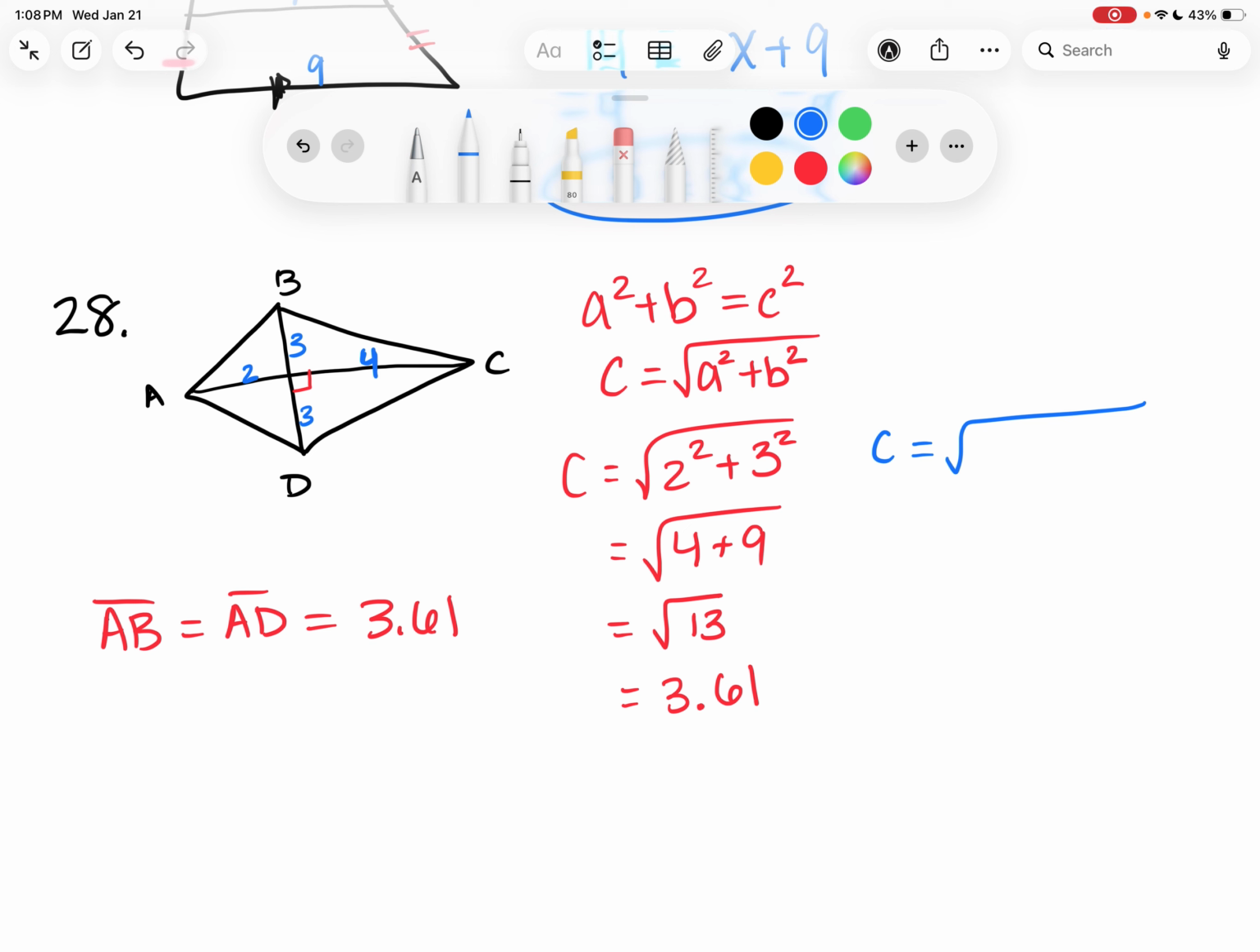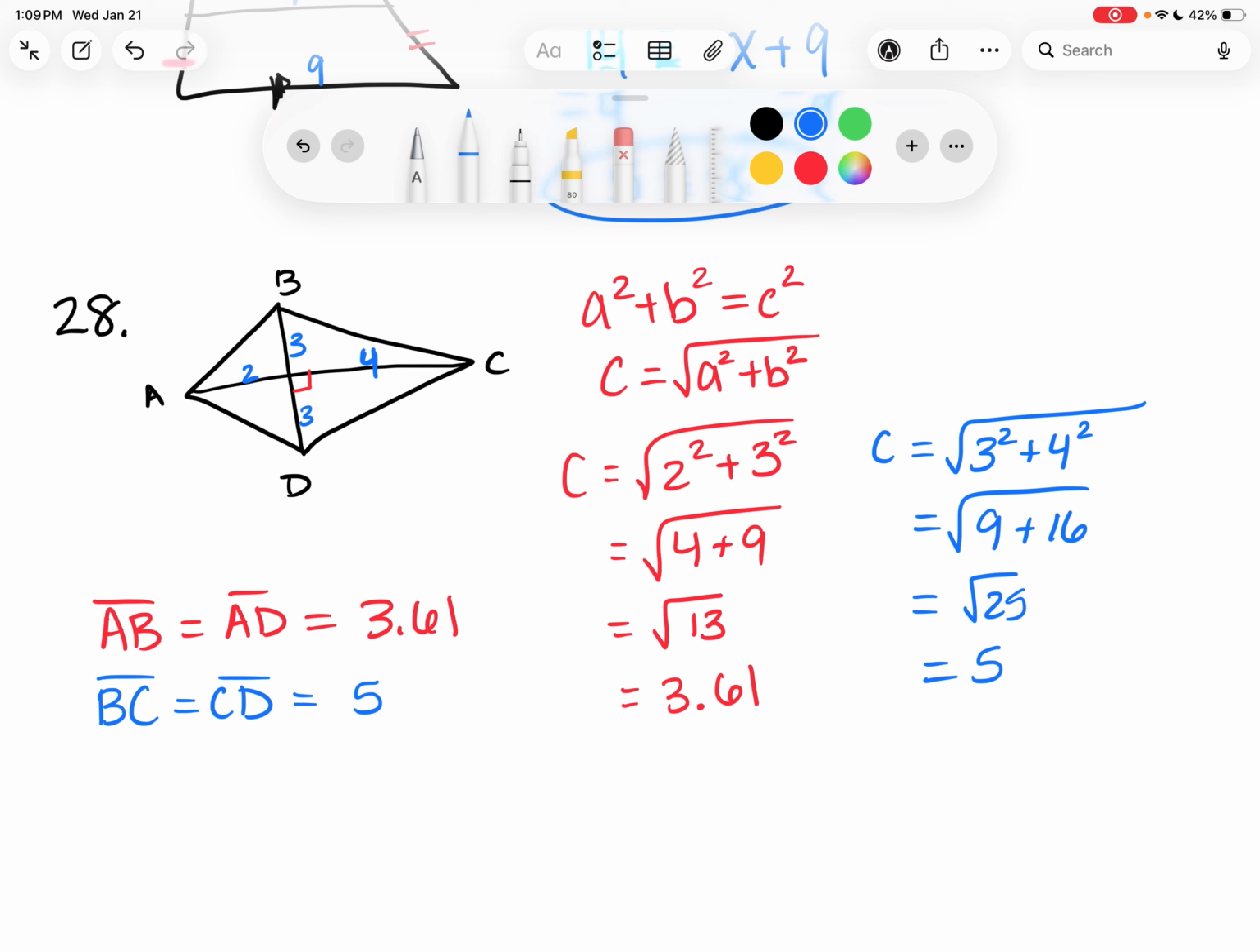So C is the square root of 3 squared plus 4 squared. 3 squared is? 4 squared is? So we've got the square root of 9 plus 16, which is? Square root of 25 is? 5. So obviously on that one, we don't need to round or anything. That's just a whole number because it's a perfect square. So then I can say that BC is equal to CD is equal to 5. And then that's my whole answer right there. Any questions about that one?